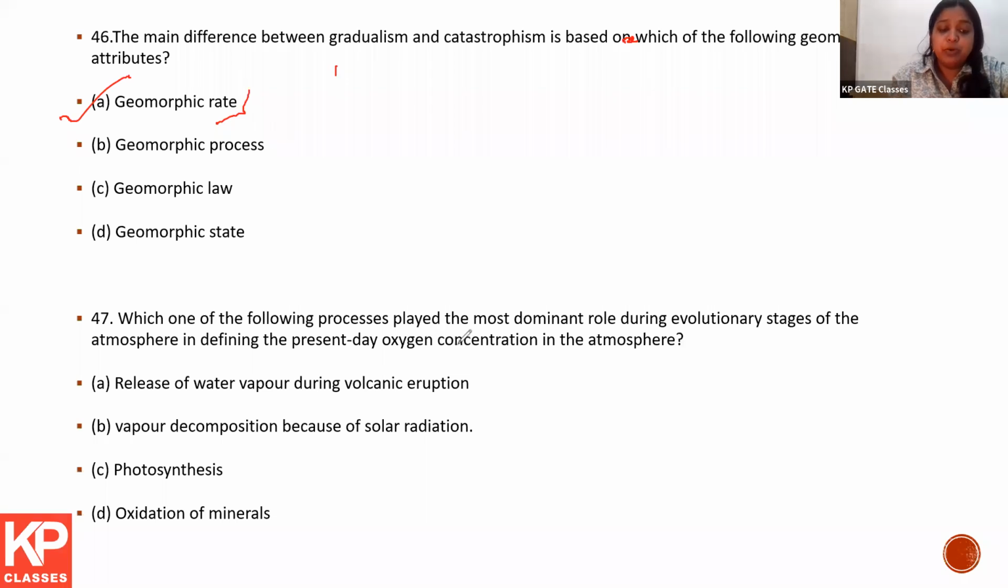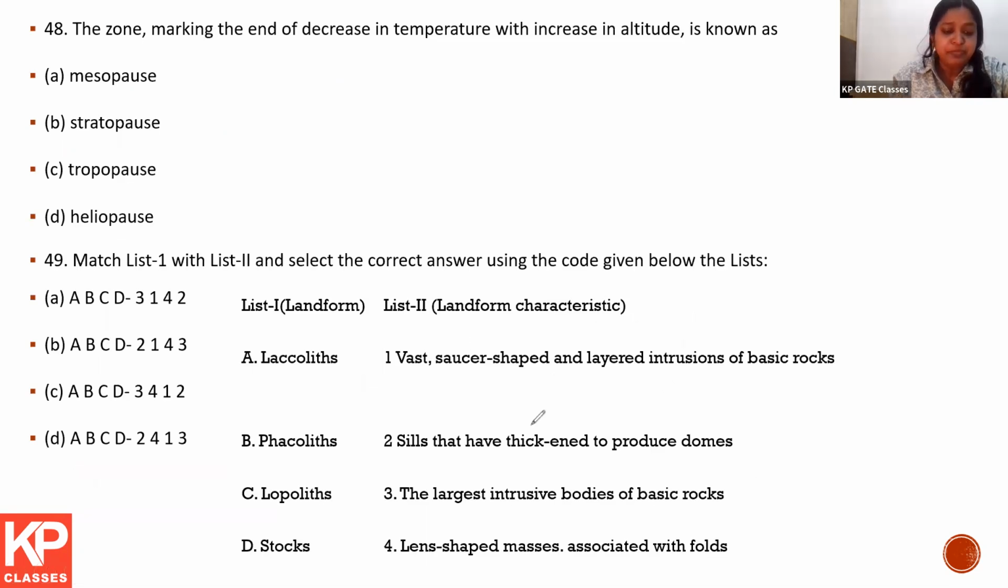Now, which one of the following processes played the most dominant role during the evolutionary stages of the atmosphere in defining present-day oxygen concentration in the atmosphere? Very easy, it is photosynthesis. There is no other different answer. You don't even need to read the options. This is a direct question.